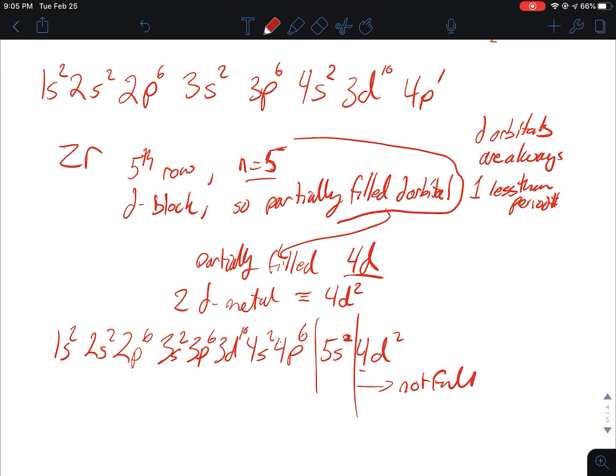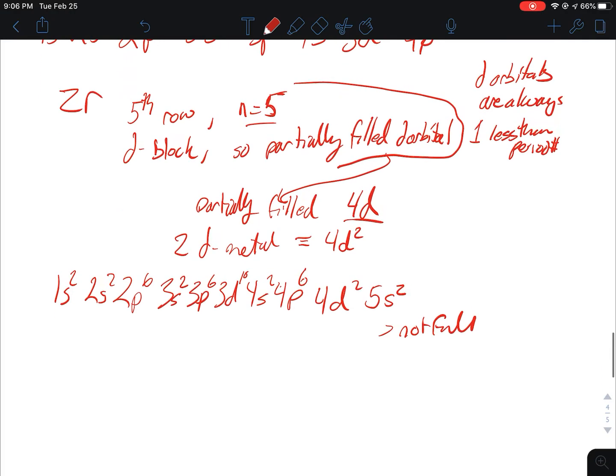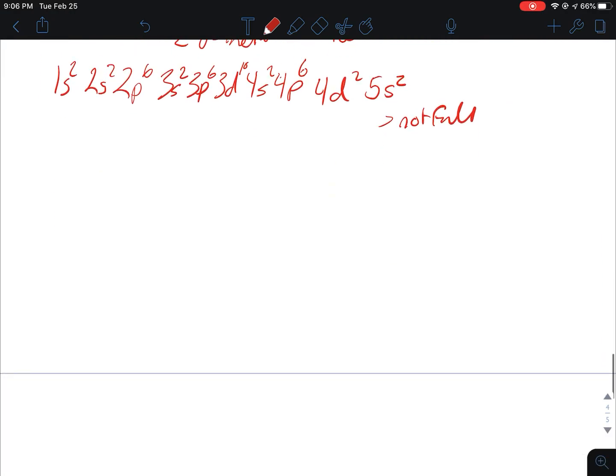Does the order matter? No. Order doesn't matter. Right? I don't even like this order. I would rather see something different. I would rather see the 5s put on the right. But you know, it doesn't matter, as long as you have the right electron number, that's all that matters here. 5s2, something like that. And so that's the case.